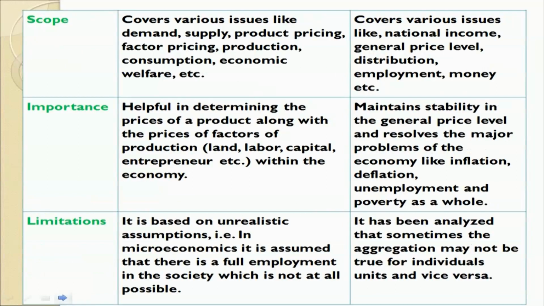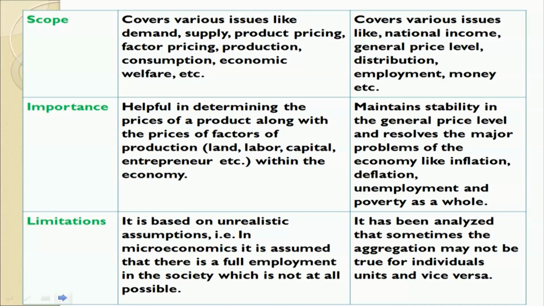The next basis of comparison is scope. Microeconomics covers various issues like demand, supply, product pricing, factor pricing, production, consumption, and economic welfare. In that, it covers issues like individual demand for the product, individual demand for the organization, which we study under microeconomics. We are going to study supply in terms of a product, the ability of an organization to produce the product to meet the demand.